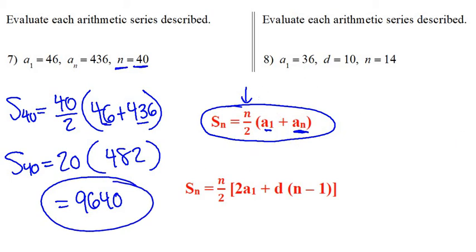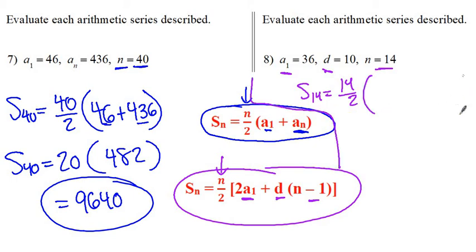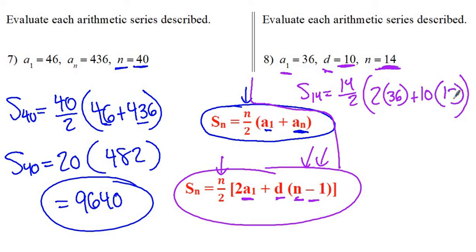All right, the second one, let's practice using the other formula, so this time this one, because this one is easier to use when they're giving us a1, because we have d, which they're giving us here, and n, which they're giving us right here. So that means the sum of the first 14 terms is 14 over 2 times this big parentheses, 2 times a sub 1, which is 36, plus d, and they're telling us d is 10. Again, we're using this formula, we're just plugging in what we know. And then n minus 1 would be 14 minus 1, which is 13.